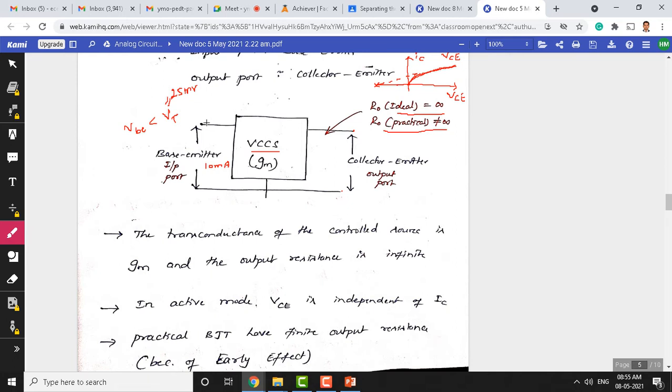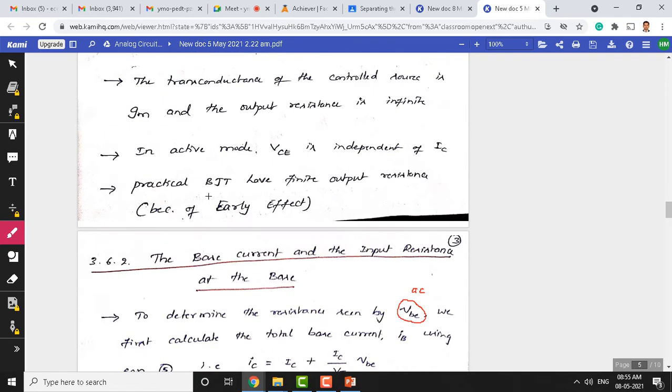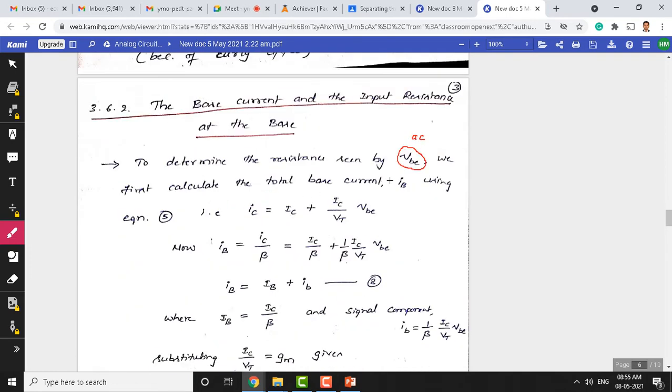Now we are looking at these two terminals. When the AC signal is applied, what is the resistance the AC signal faces? That is what we are trying to interpret here. How to calculate that, we will see now.